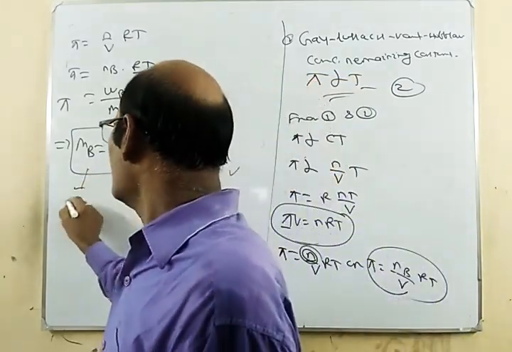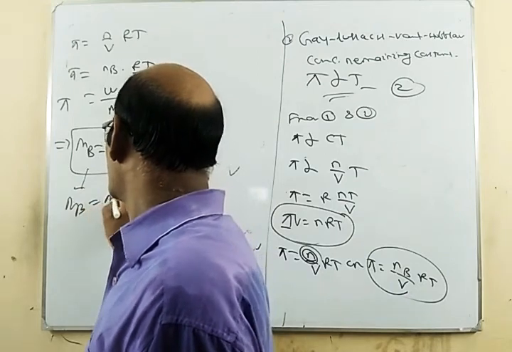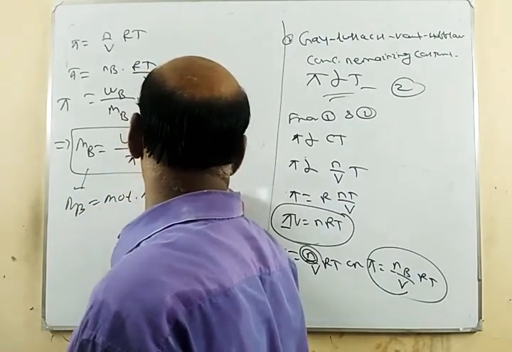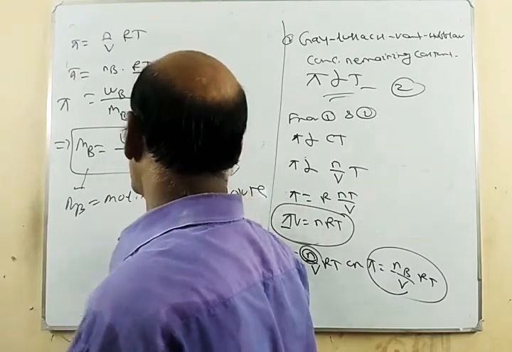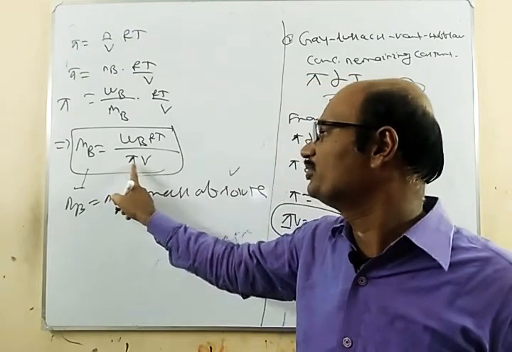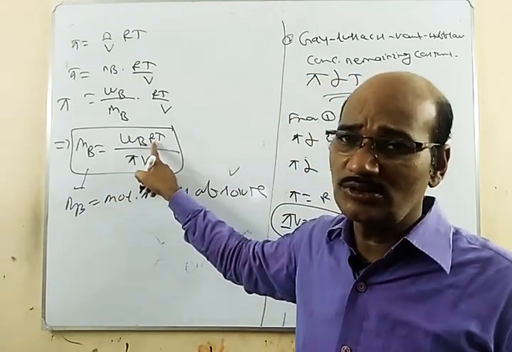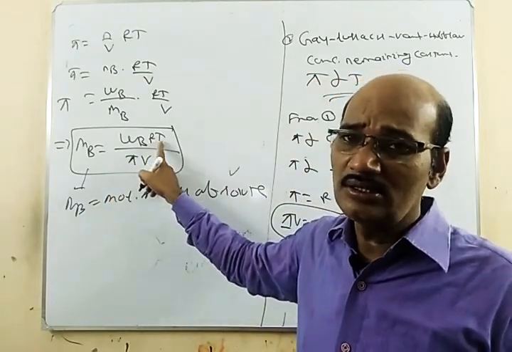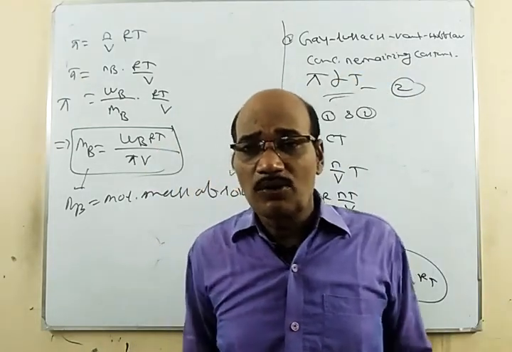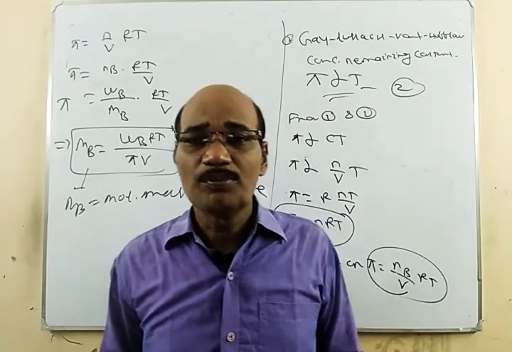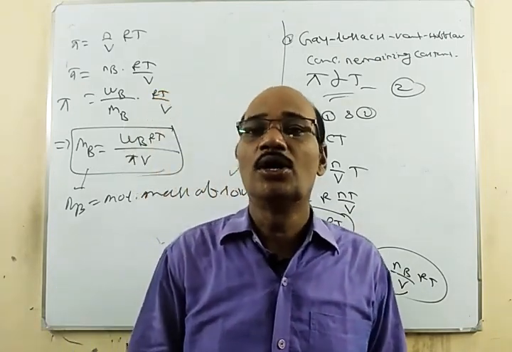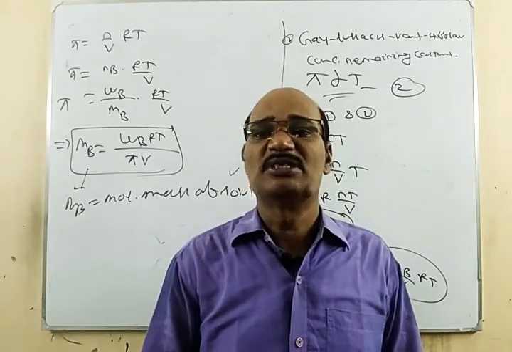Here M_B is the molecular mass of solute, W_B is the mass of solute, pi the osmotic pressure, V the volume, R the universal gas constant, and T the absolute temperature. So this is the colligative properties. Now let us have some numericals on elevation of boiling point and depression of freezing point.